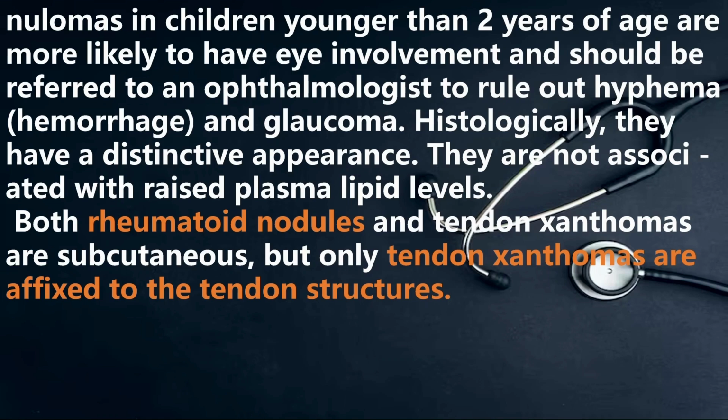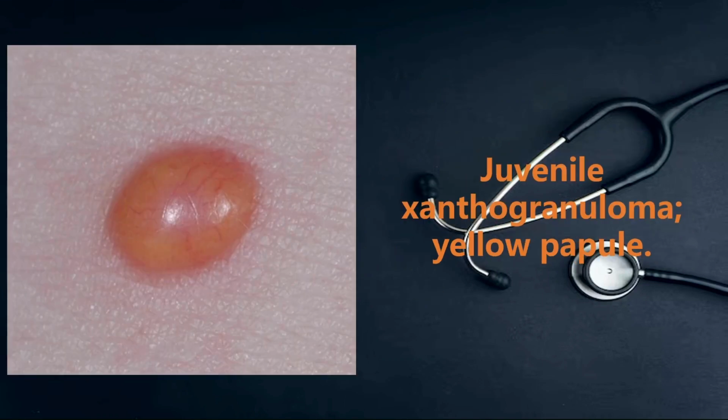Both rheumatoid nodules and tendon xanthomas are subcutaneous, but only tendon xanthomas are fixed to their tendon structures. Juvenile xanthogranuloma presents as a yellow papule.